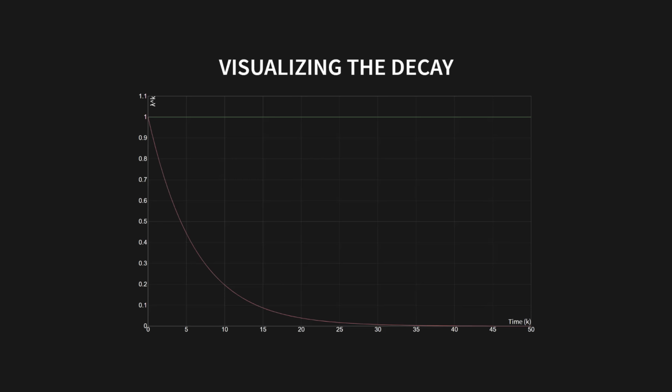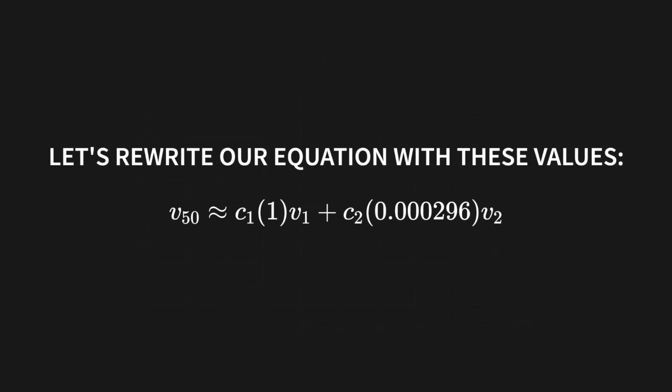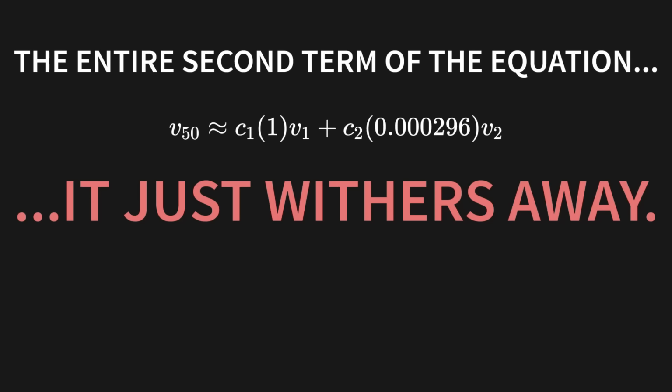It's practically zero. You can see this effect in the visualization here. The one line stays flat, while the other just drops off a cliff. So let's rewrite our equation with these new values. v sub 50 is approximately c1 times 1 times v1 plus c2 times 0.000296 times v2. The entire second term of the equation just withers away. We're left with this beautifully simple result: v sub 50 is approximately c1 times v1.